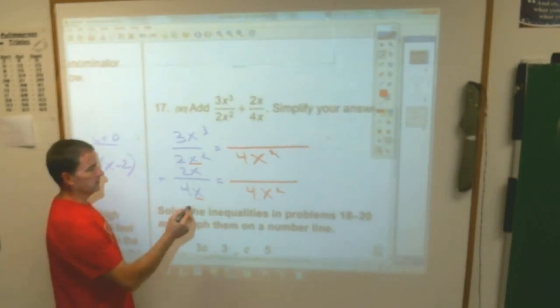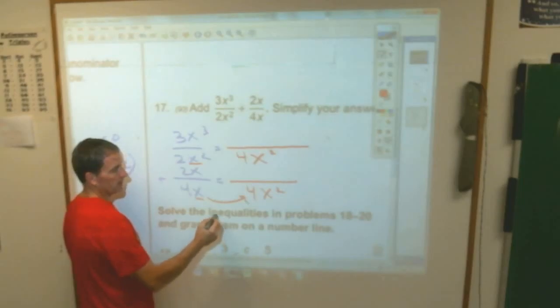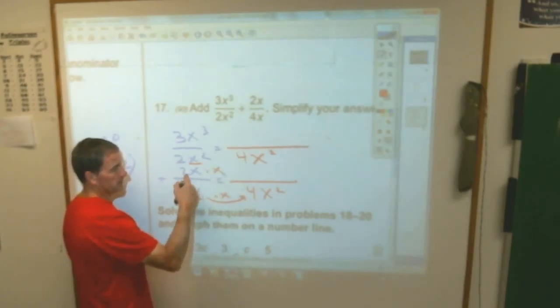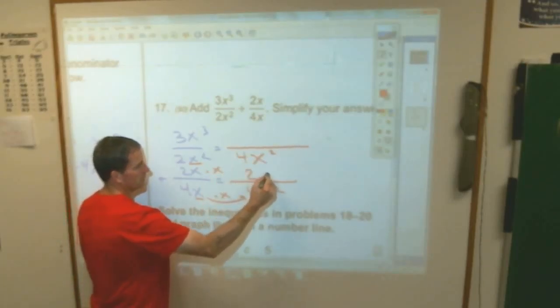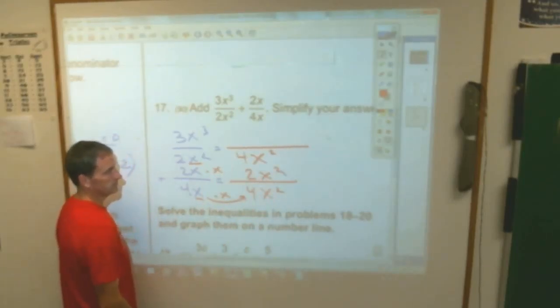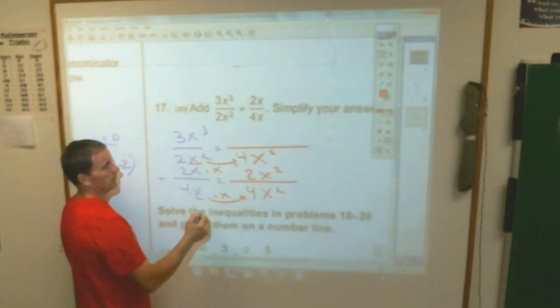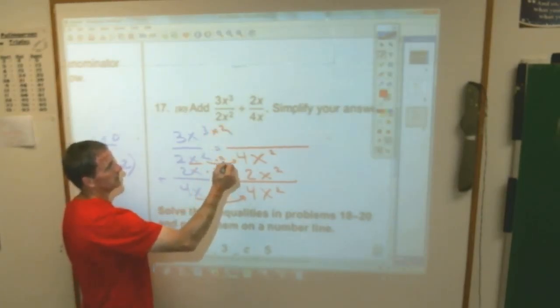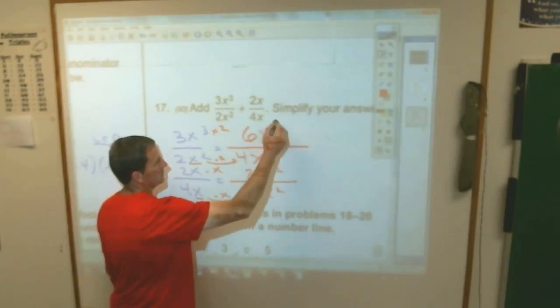So now you just do this. What times 4x gives you 4x squared? You multiply by an x, so you have to multiply this by an x. 2x times x is 2x squared. What times this gives you 4x squared? Times 2, so you have to multiply this times 2, you get 6x cubed.